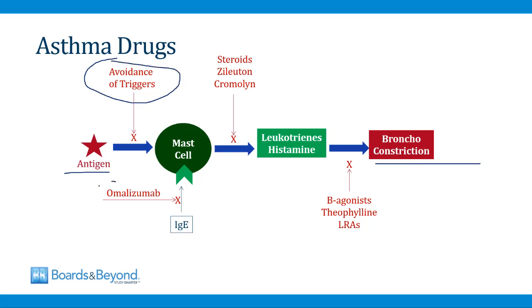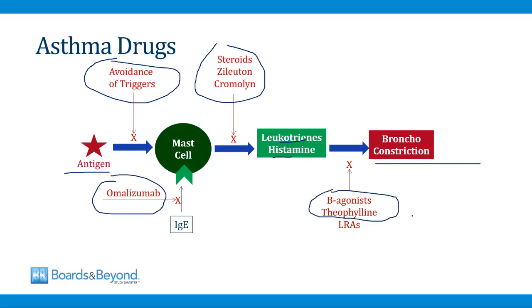As we've discussed, omalizumab blocks the ability of IgE to bind to mast cells. Steroids, Xyloton, and Cromolyn block the degranulation of mast cells so that those cells do not release mediators of asthma like leukotrienes and histamines. And then finally, beta agonists and theophylline are bronchodilators, so they oppose the bronchoconstriction caused by mediators of asthma. And finally, leukotriene receptor antagonists block the ability of leukotrienes to generate their effects.